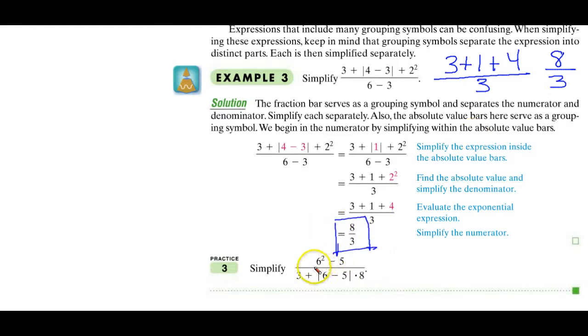And there's another one. You're going to do this first. 36 minus 5 will be 31. This is going to be a 1. Now we have to do the multiplication first. 1 times 8 is 8. Plus 3 is going to be an 11, and that would be simplified.